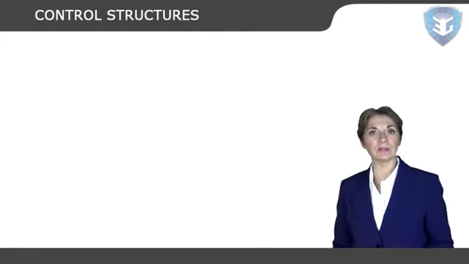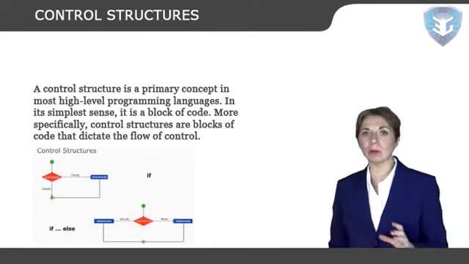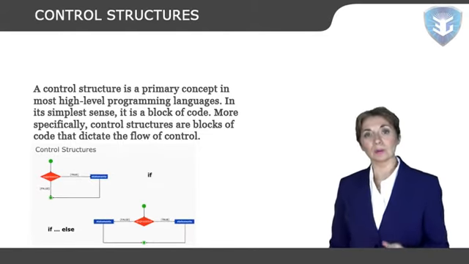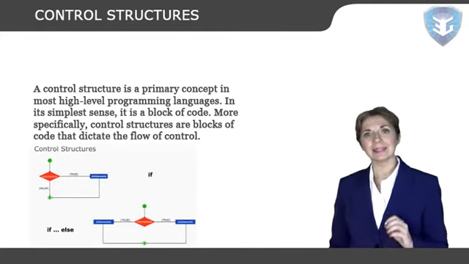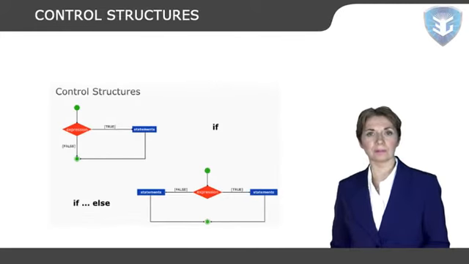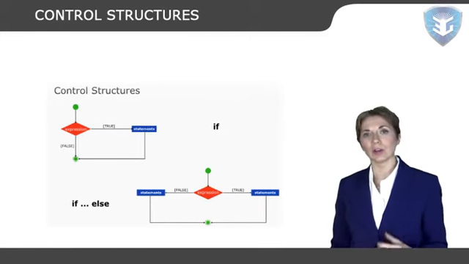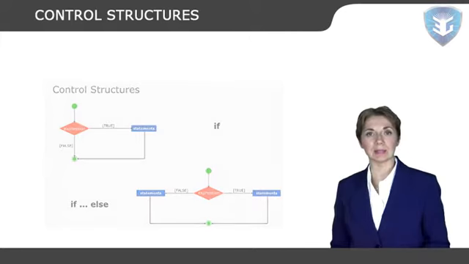Let's start with a brief introduction to control structures. A control structure is a primary concept in most high-level programming languages. In its simplest sense, it is a block of code. More specifically, control structures are blocks of code that dictate the flow of control. In other words, a control structure is a container for a series of function calls, instructions, and statements.